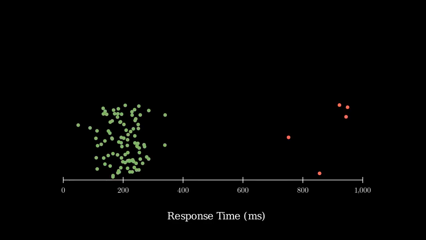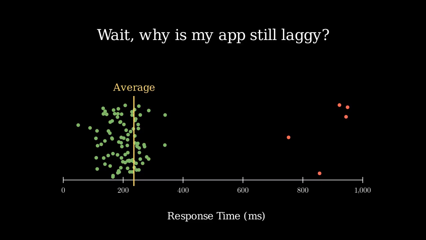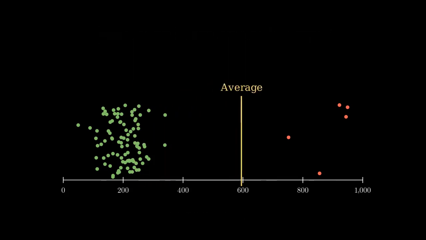Is your app fast? When you look at your dashboard, you likely see a scatter plot of your response times. The green dots show most requests finishing quickly, while the few red dots represent the slower requests. If you calculate the average response time, you get a single number that sits right in the middle of all those fast requests. Wait, why is my app still laggy?